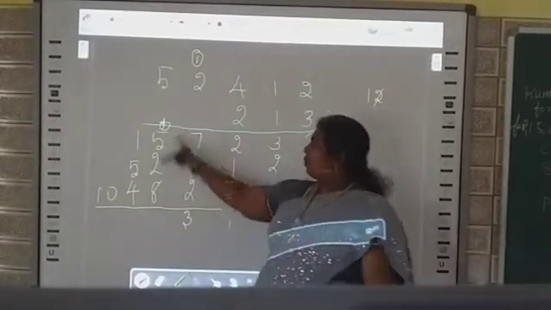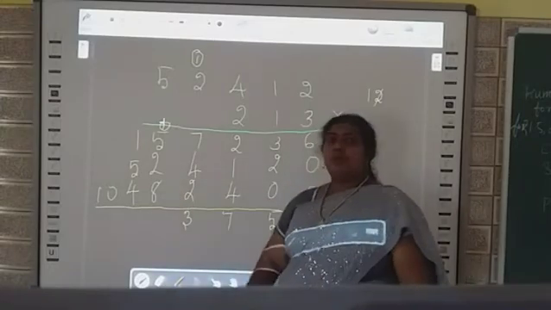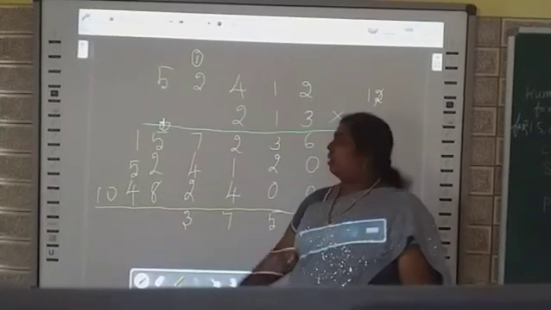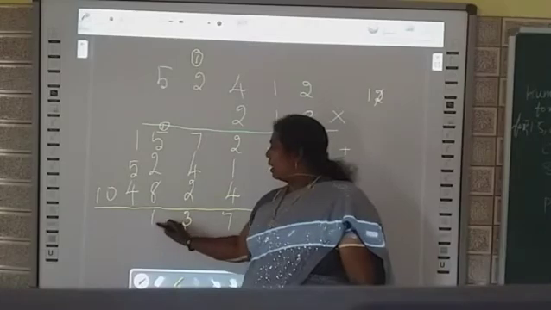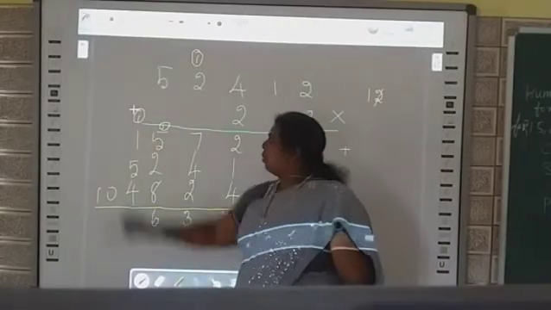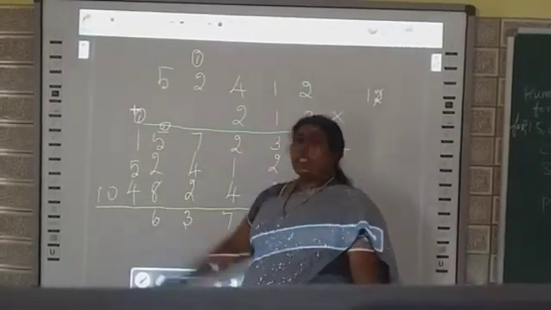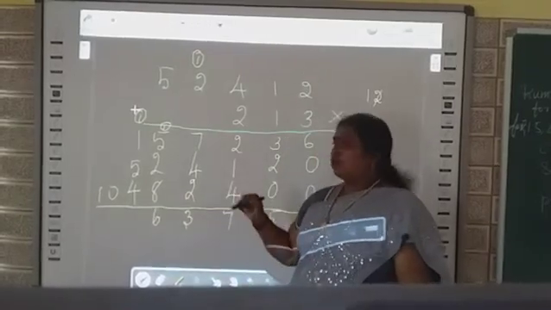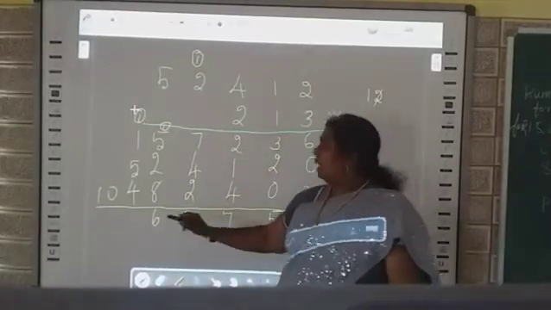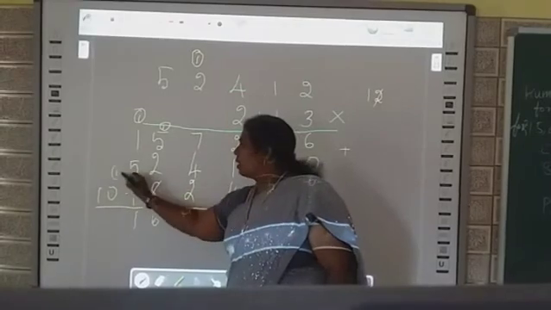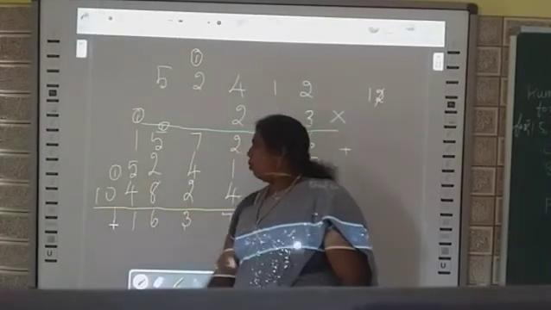Now we have to add these 4 values, okay? 8 plus 2, 10. 10 plus 5, 15. 15 plus 1, 16. 6, 1 is there. Okay. Next, 4 plus 5, 9. 9 plus 1, 10. 10 plus 1, 11. 1 is there. Then 1 plus 0, 1 only.